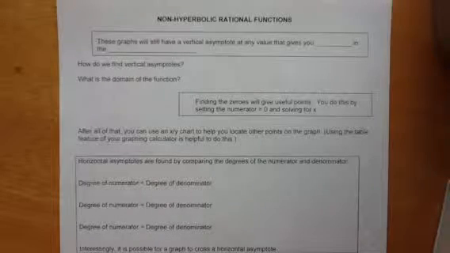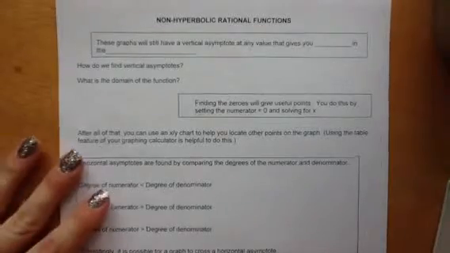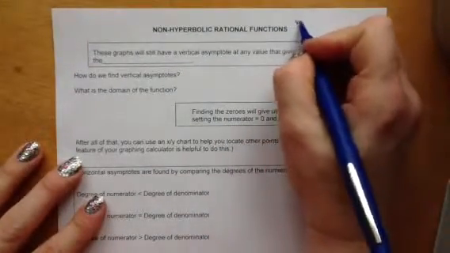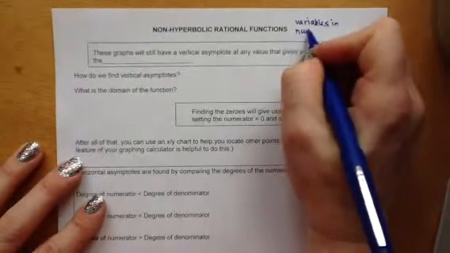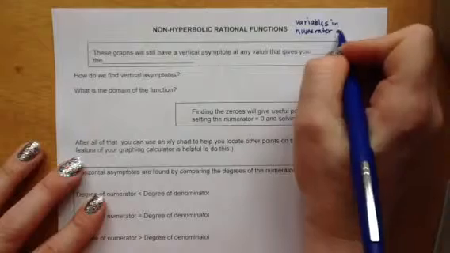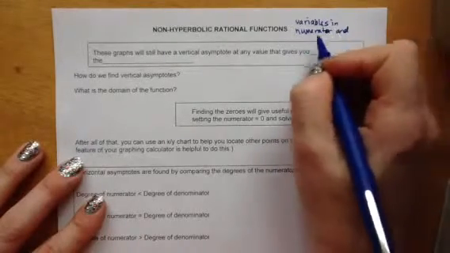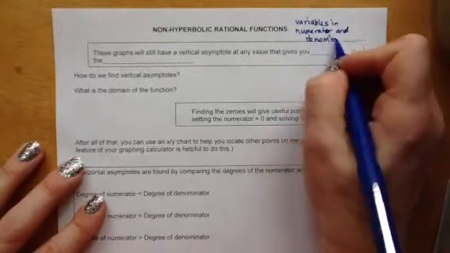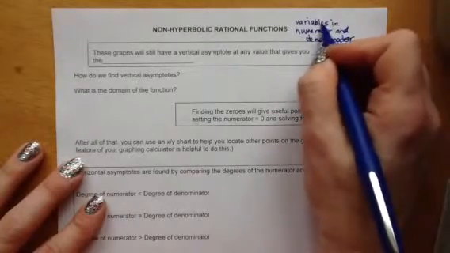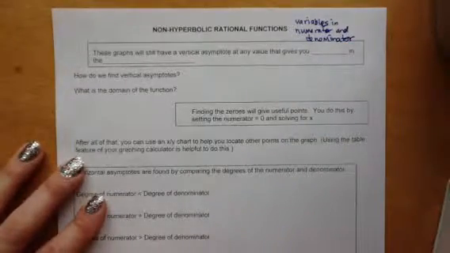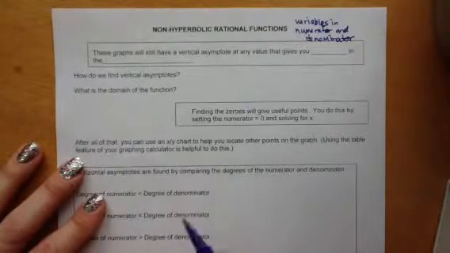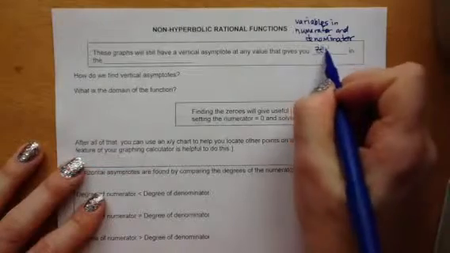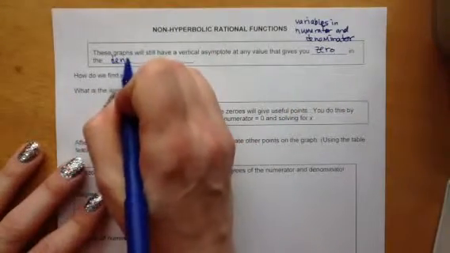The type of function we're talking about now is a non-hyperbolic rational function, and these are going to have variables in the numerator and denominator. The first type we studied only had variables in the denominator, so these will have both. These graphs will still have a vertical asymptote at any value that gives you 0 in the denominator.